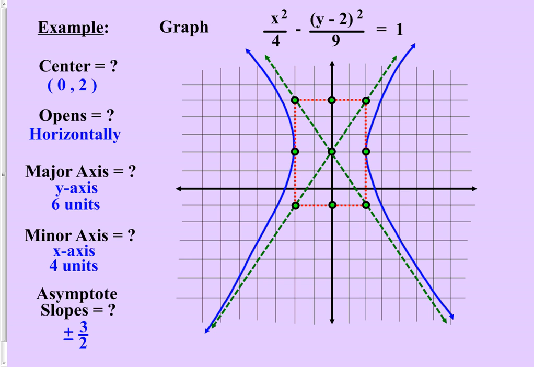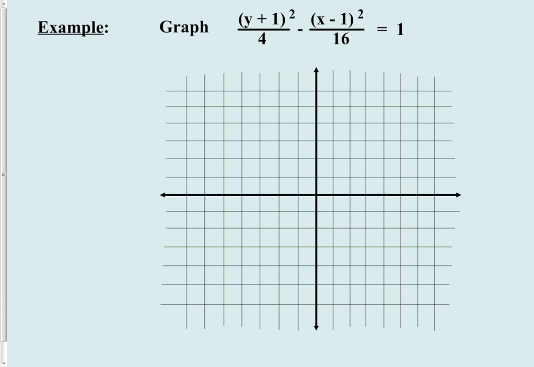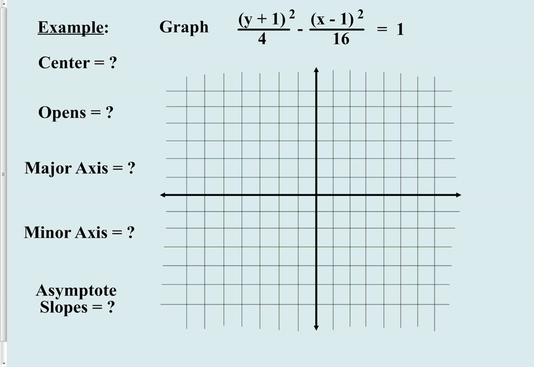Now that's a lot of information to consider, so I have another example that I'm going to go through, one step at a time, just like we did this one. This time we're looking at (y plus 1) squared over 4 minus (x minus 1) squared over 16, and of course that equals 1. Remember, if these equations do not actually equal 1, then you will have to divide your entire equation by that value, or you could multiply by the reciprocal, whichever way you choose to think about it. But it's already equal to 1, so we can go straight to our questions.